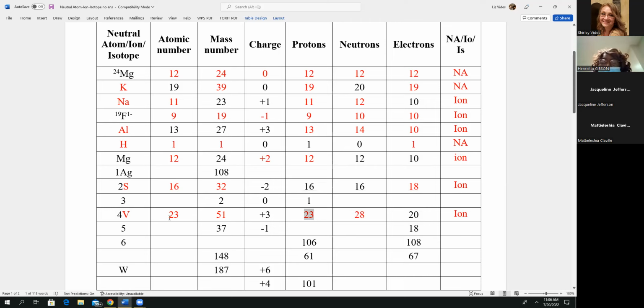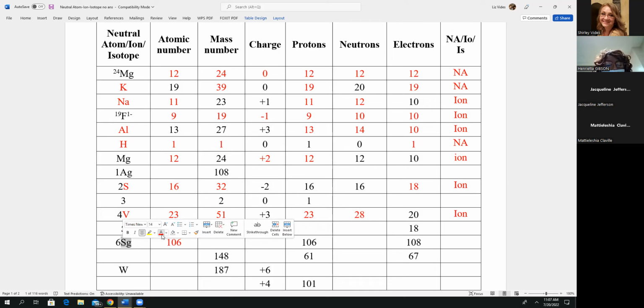Okay. And the last one that you had was 6. Okay. It's 106. Okay, so atomic number is 106. That is correct. Which element is this? 106 is Sg. That is correct. So seaborgium. All right. So we got Sg.